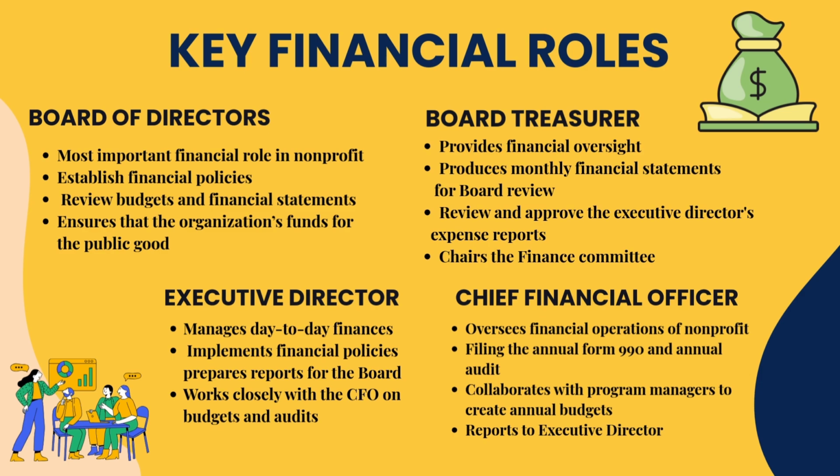The treasurer is responsible for providing financial oversight, producing monthly financial statements for board review, reviewing and approving the executive director's expense reports, and serves as the chair of the finance committee. The executive director is responsible for managing day-to-day finances, implementing financial policies, and preparing reports for the board. They also work closely with the CFO on budgets and audits. Lastly, the Chief Financial Officer is responsible for overseeing financial operations of the nonprofit, filing the annual Form 990 and annual audit, collaborating with program managers to create annual budgets, and reports to the Executive Director.